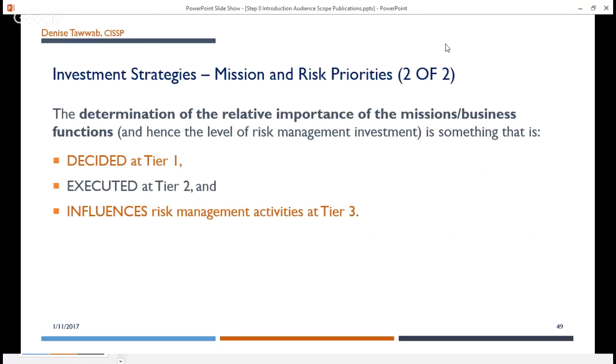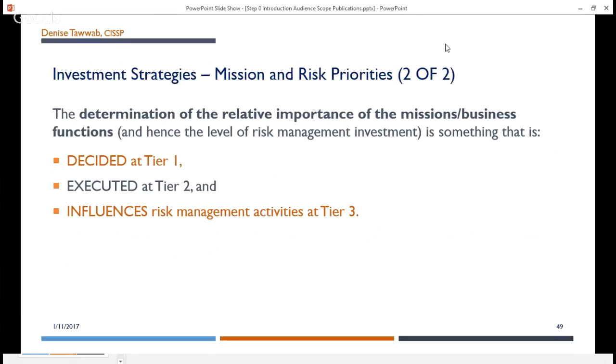So we're going to decide how money is invested at tier 1. The senior executive makes the decision about the budget. It's executed at tier 2. We got our money from senior management. Now we've got to make it work for this business function that we're in charge of.